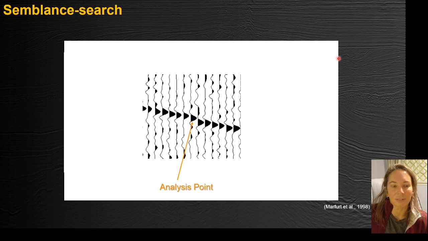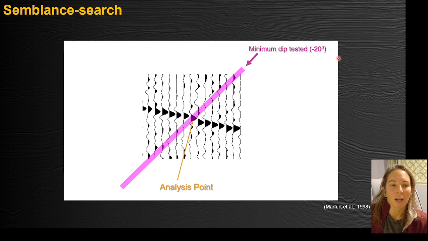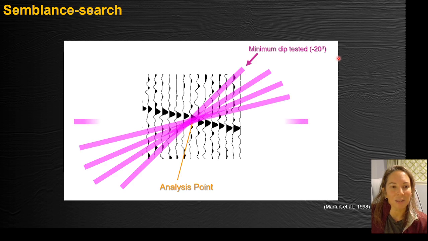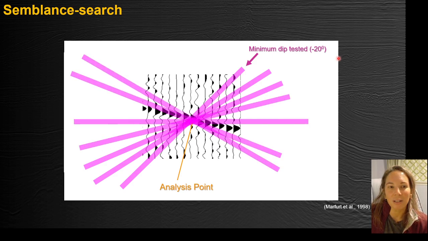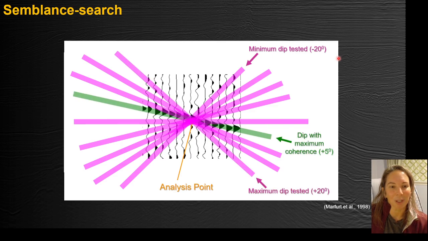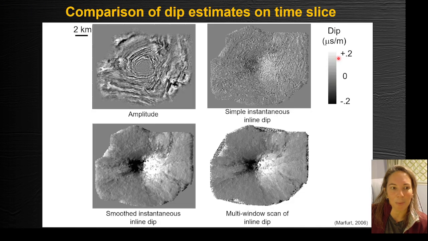And so I've got a little demonstration of how that works. So we've got our analysis point that I'm picking out with the orange arrow. We can go in, and in a lot of softwares, you can set those parameters. So in this case, the range of dips you want to test, and you want to kind of narrow that down if you know what's realistic, just for computation time. And so what happens is the algorithm goes through, and for that analysis point, it tries to understand what dip is giving it the maximum coherence. And so in this case, a dip of plus 5 degrees is the dip with the maximum coherence, so that's the one it'll register. And that's the instantaneous dip at that point.